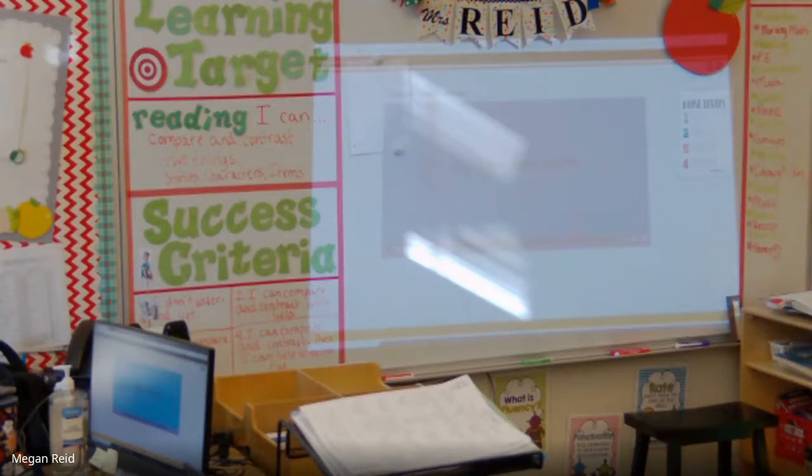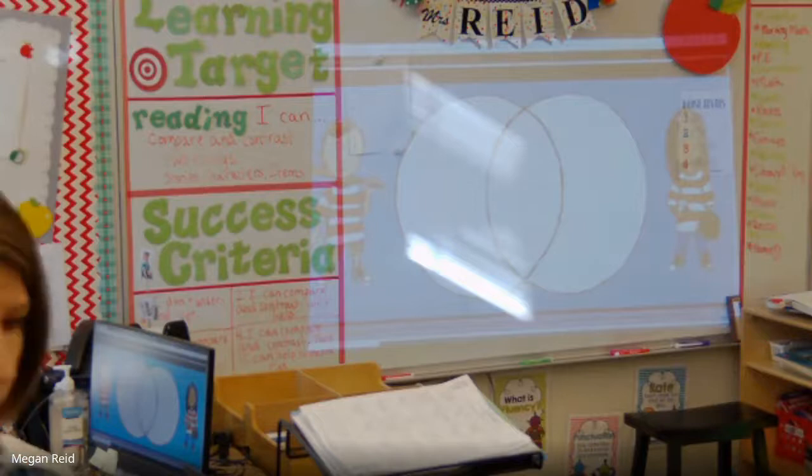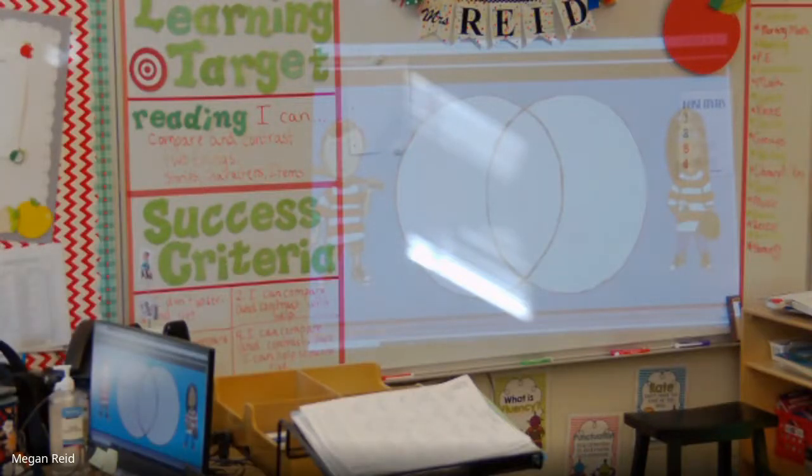Compare and contrast. When we compare, we tell how things are alike. When we contrast, we tell how things are different. Good readers think about how the characters, setting, and plot are similar and different in the stories they read. Let's see how these characters are alike and different.